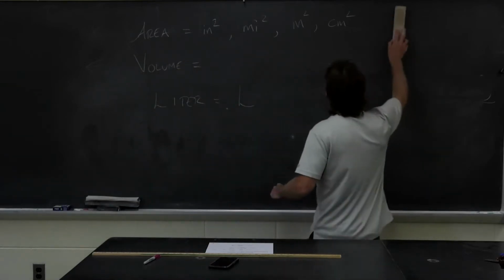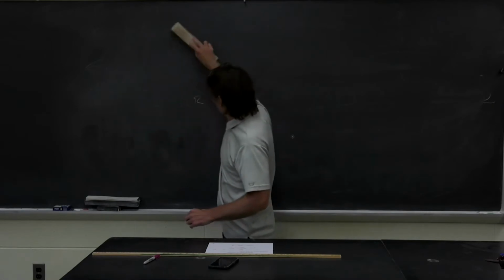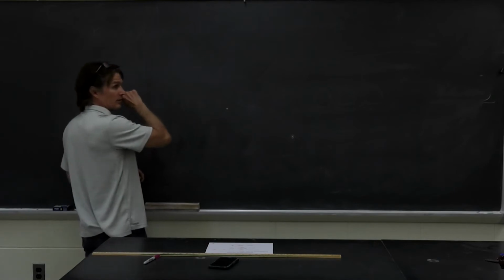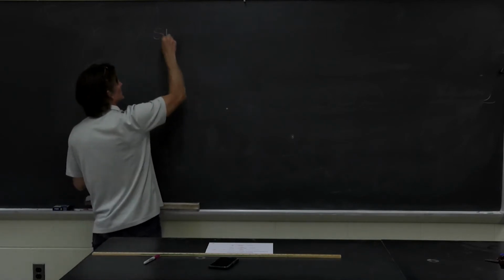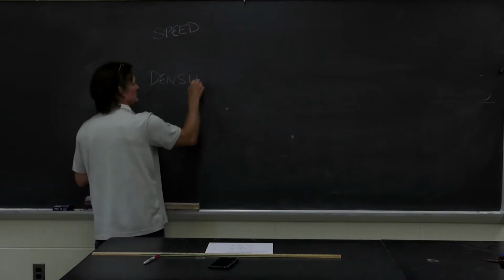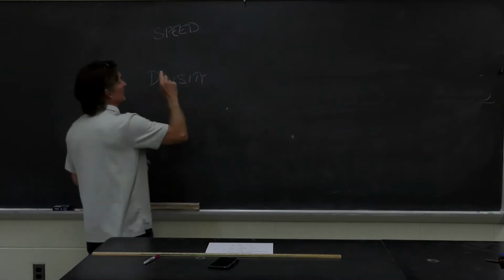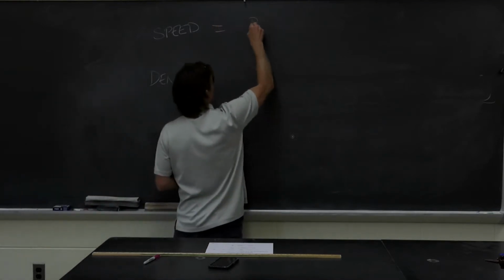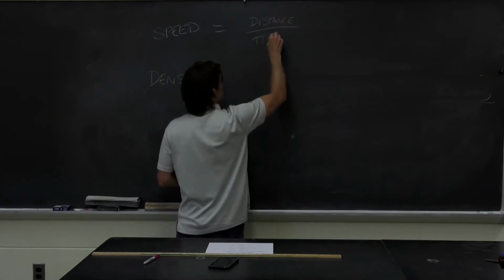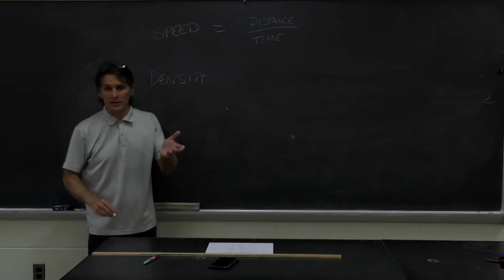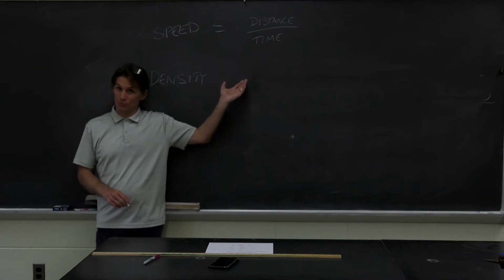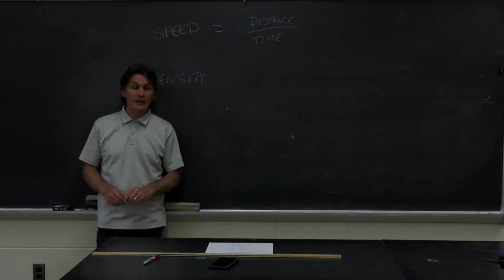Two other derived units of measure I'm going to introduce, and there'll be more as we go throughout the course, are speed and density. Speed is the distance that you travel in a certain amount of time. So you take the distance that you travel and you divide that by the time it took you to travel that distance. So what are some appropriate units of speed?